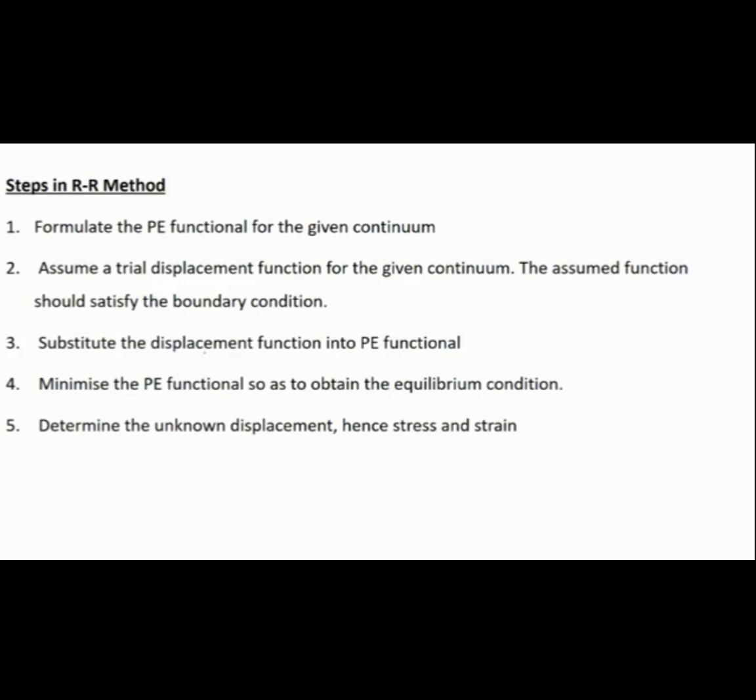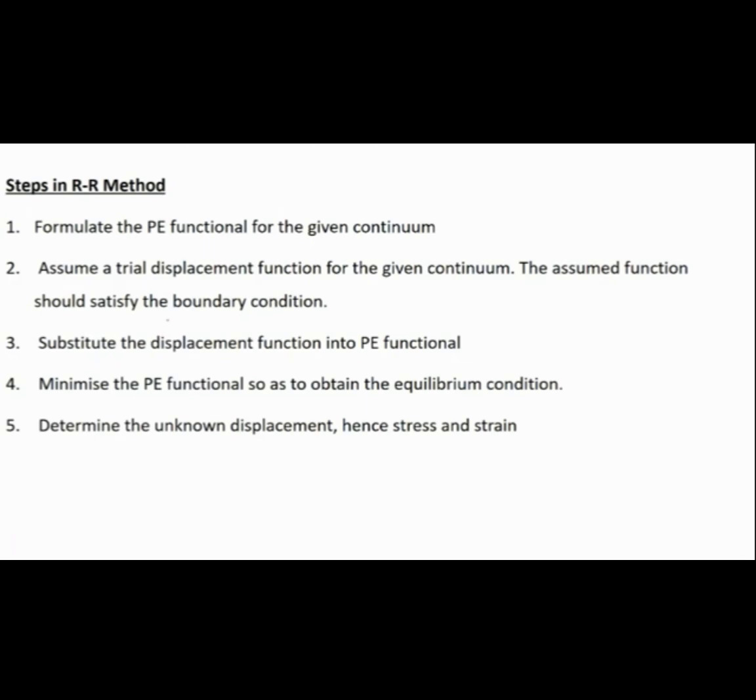Third, after assuming and satisfying the boundary condition, I have to substitute that displacement function in the P function that you have formulated for the particular body. Once you have substituted the displacement function into the P function, I need to minimize that P function to get the equilibrium condition, or the equations. When you solve those equations, I can get the displacement. Once I get the displacement, I can calculate the stress and strain for that particular body. So these are the 5 steps which make up this RR method.